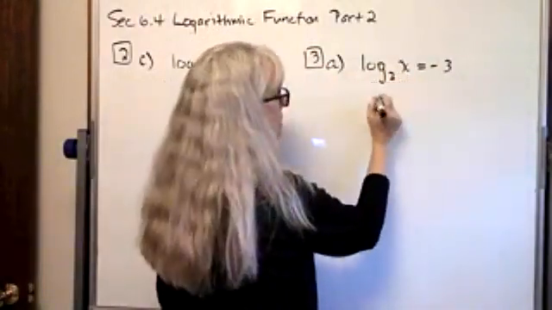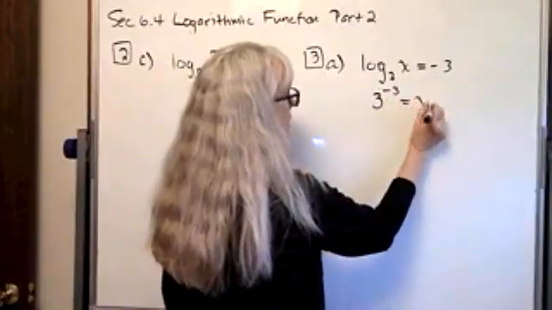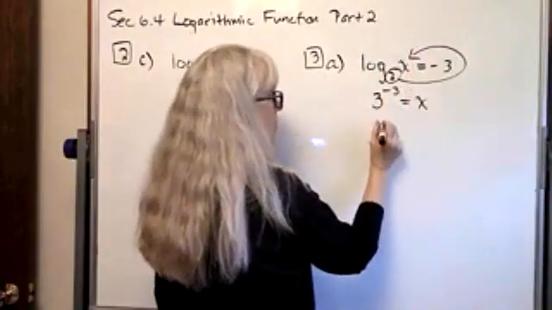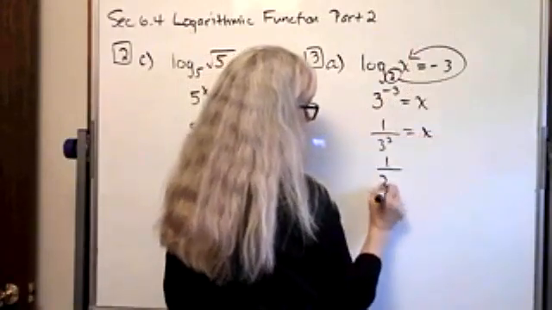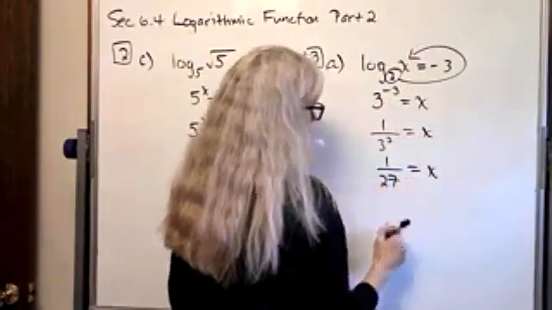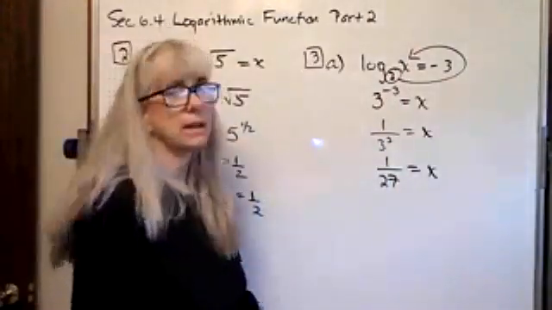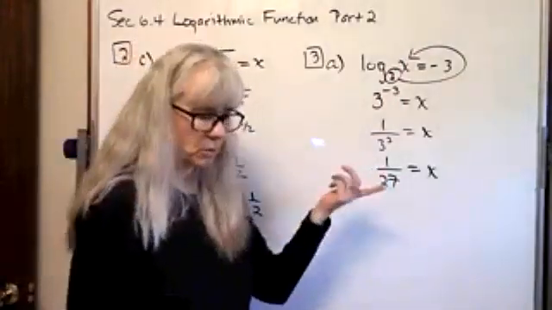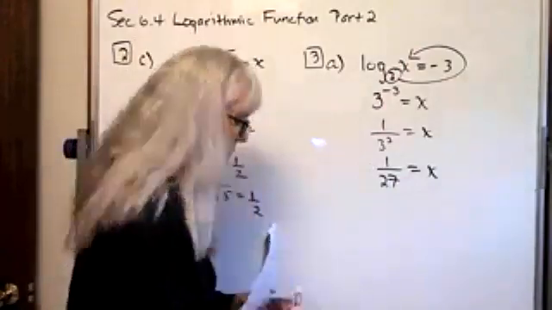So we're going to take the base of 3, go across the equal sign, pick up the negative 3, and set it equal to x. So again, that's that base going in this direction. Well, 3 to the negative 3 is 1 over 3 cubed, which is 1 over 27. So the answer to the question is 1 over 27. So log base 3 of x equal to negative 3 means that x is 1 over 27. This is kind of the inverse of the one we just did in example 2b. We just put the variable in a different spot.